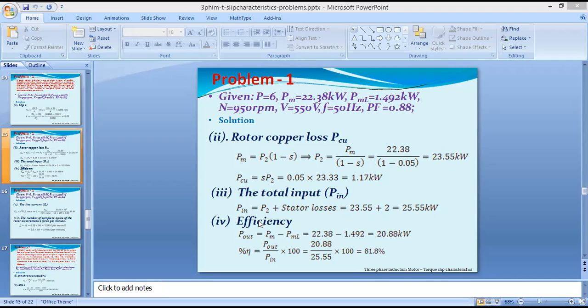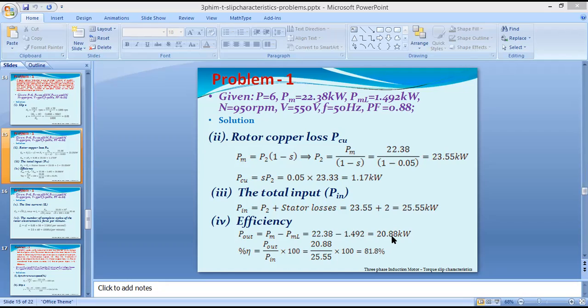Now we are supposed to find the efficiency. What is the formula for efficiency? We are supposed to find the efficiency of the motor, so that will be output power upon input power. Input power we have just solved, 25.55. Output power we can solve because we have the mechanical power and the mechanical loss: Pm minus loss. So you get 22.38 minus the loss 1.492, so you will get the value 20.88 kilowatt.